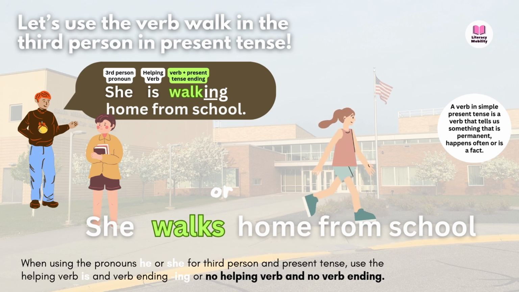Let's use the verb walk in the third person in present tense. She is walking home from school. When talking to someone about a third person not in the conversation, refer to that person with the proper pronoun, the helping verb is, and the verb ending ing. If you are stating something that is permanent or happens often, you can simply say, she walks home from school, with no helping verb and no verb ending.